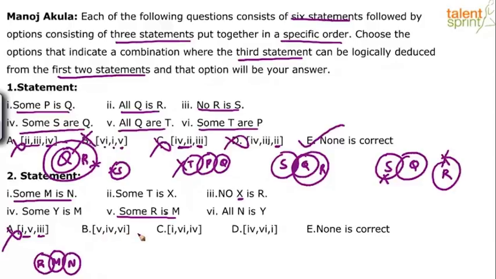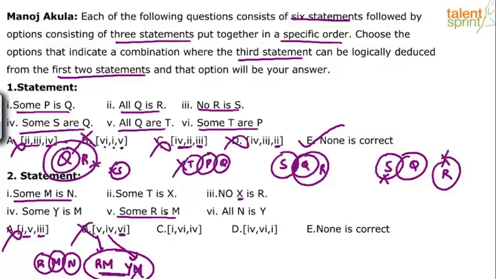Similarly, 5, 4, 6. If you want, you can quickly verify whether the variables are matching or not. 5 has got R and M, 4 has got Y and M, and 6 has got N and Y. So again, directly we can cancel this out. If you combine statements 5 and 4, we have R, M and Y. But the conclusion, statement 6, is talking about N and Y. N is not even there in our statements. So B is wrong.